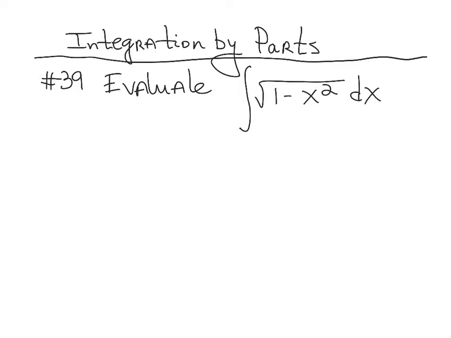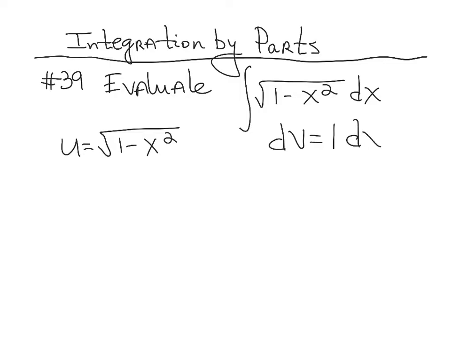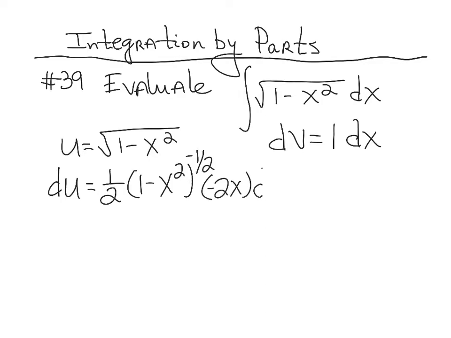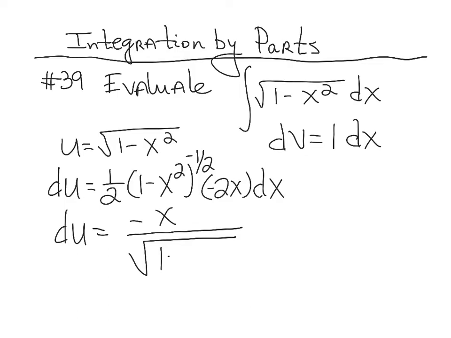Okay, using integration by parts, we need to set a u and a dv. So let u equal the square root of 1 minus x squared, and let dv be the rest, which is just 1 times dx. Let's compute du. du would be 1/2 times 1 minus x squared to the minus 1/2 times negative 2x times dx. Let's simplify du. We can write it as negative x divided by, after the 2's cancel, square root of 1 minus x squared dx.